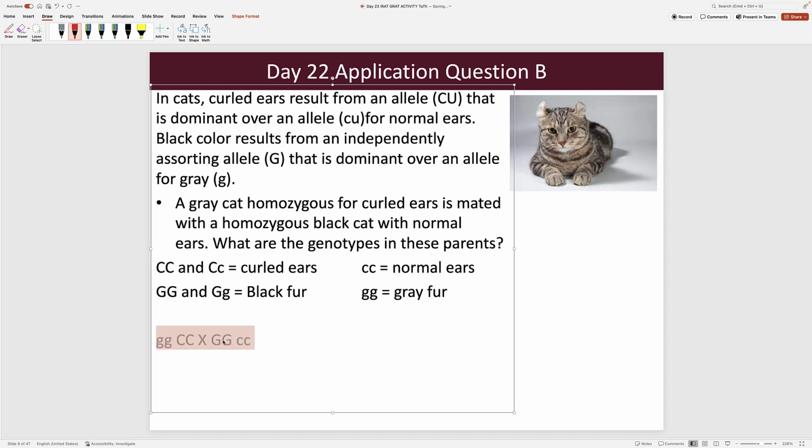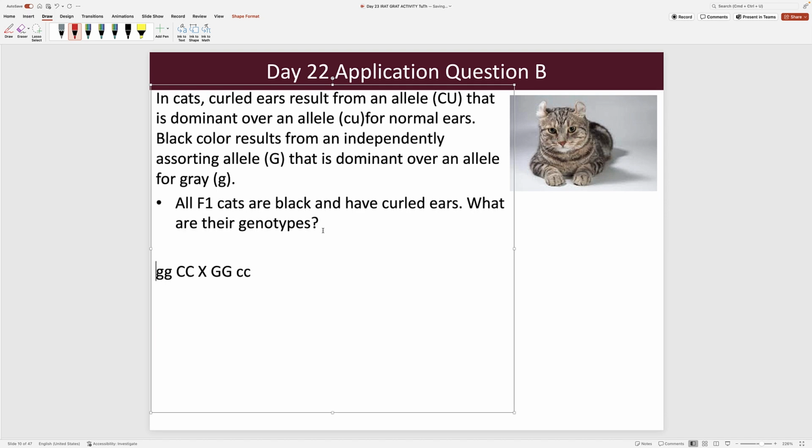And I'm going to copy this because we're going to use it for the next question. So we're going to take the parents from the previous question, little g, little g, big C, big C times big G, big G, little c, little c. These are the parental cross. And when you mate them together, you generate the F1. And we know all the F1s have to be big G, little g, big C, little c.